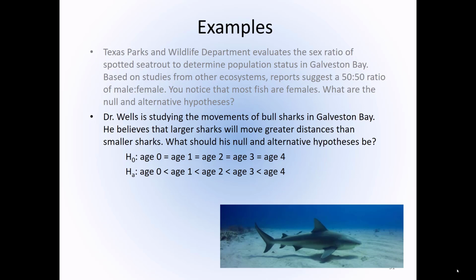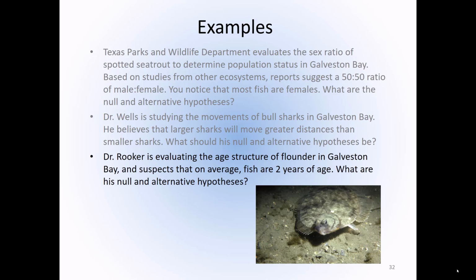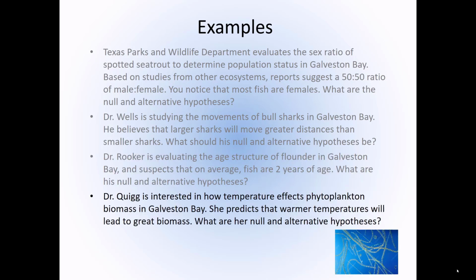Say that we have Dr. Rooker looking at the age structure of flounder, and he's thinking that these fish are on average 2 years of age. What are his null and alternative hypotheses? Well, again, in this particular case, his null hypothesis is that they're 2. This is what he's suspecting. But what he's testing against is the fact that he thinks that these fish are 2 years of age. And so his alternative hypothesis is that they're not 2 years. In this particular case, there's no evidence to suggest that he should suspect the alternative to be greater than or less than 2.